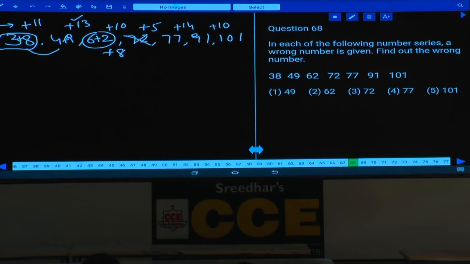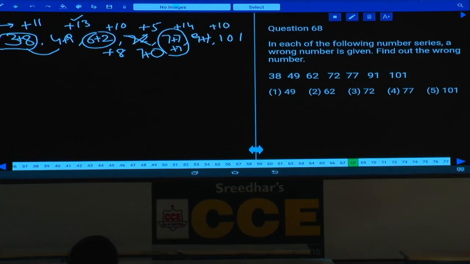But as here, what is given here? 72. If 70 is the number, then what is the digit here? 7 plus 0. Hence 7 is added to this one. 70 plus 7 is 77. And 7 plus 7 is 14. And 14 is added, 91. 9 plus 1 is 10. And 10 is added, 101 is the answer.